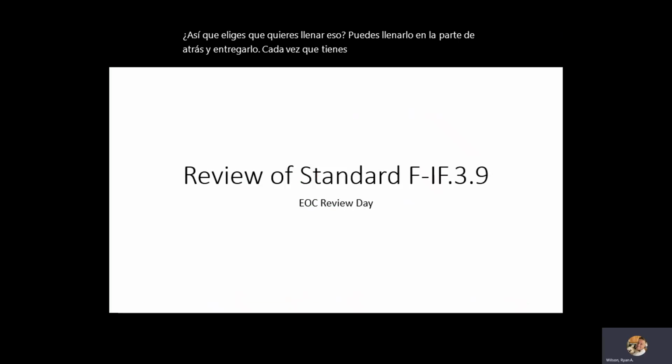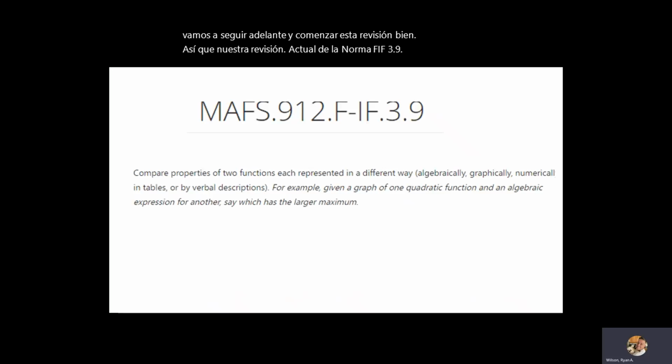But let's go ahead and start this review. Our review today is of standard F-IF.3.9. This standard states we compare properties of two functions, each represented in a different way: algebraically, graphically, numerically, in tables or verbal descriptions. For example, given a graph of one quadratic function and an algebraic expression for another, say which one has a larger maximum. I have a couple more examples over here.